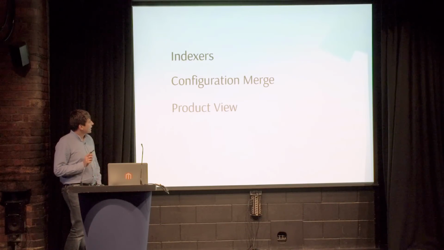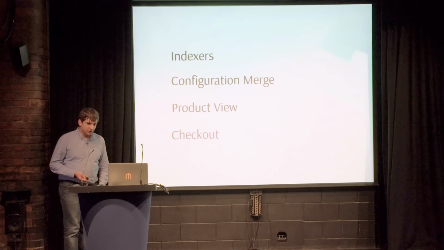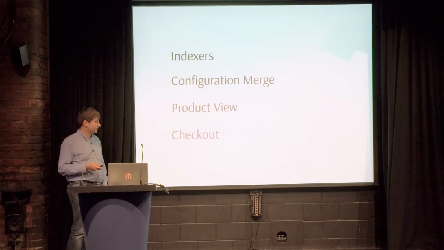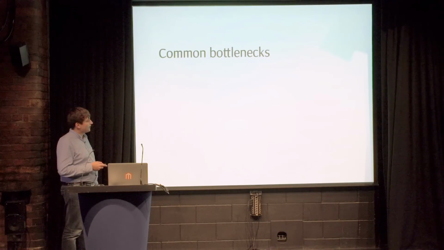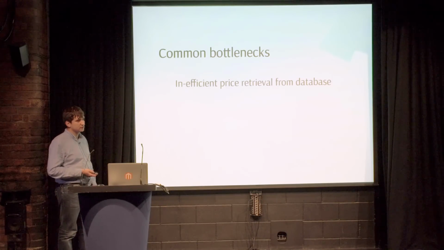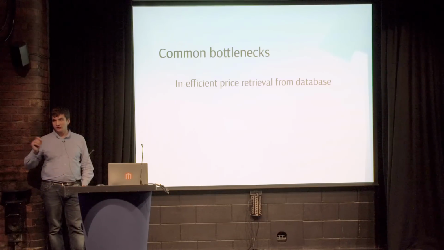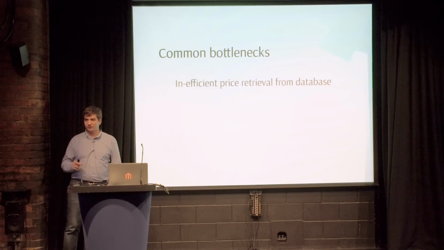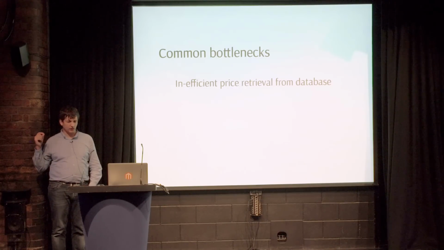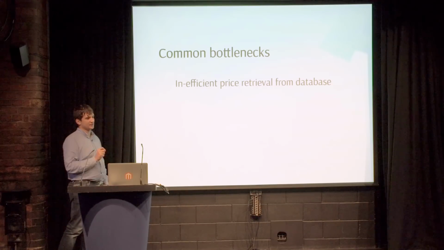So we have the last one and the most important one, it's checkout, right? Slow checkout means more frustrated customers on the way to the final success page. So what we have from the common bottlenecks over there is actually inefficient price retrieval from the database. If you take a look at the Profiler, the more products you add, the more database queries you have to retrieve tier prices or to retrieve special prices from catalog pricing, the catalog rule price index table.